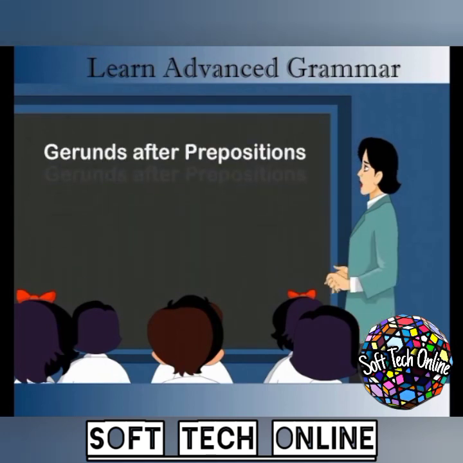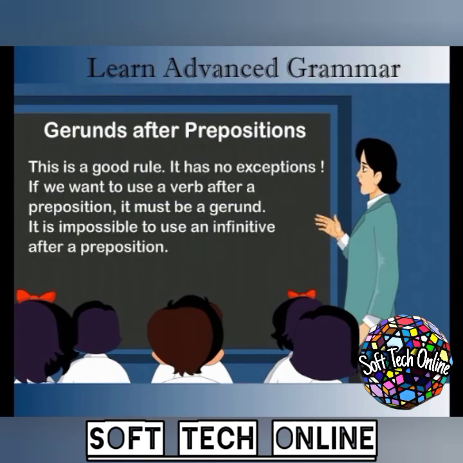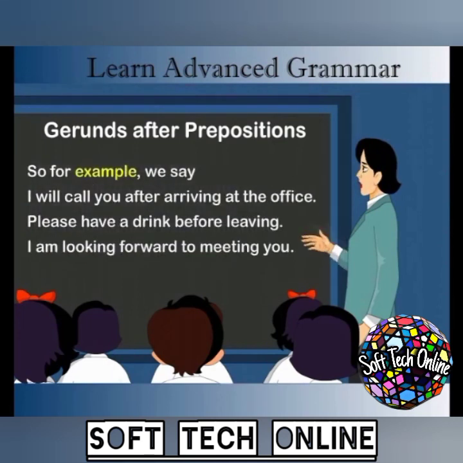Gerunds after prepositions. This is a good rule. It has no exceptions. If we want to use a verb after a preposition, it must be a gerund. It is impossible to use an infinitive after a preposition. So, for example, we say, I will call you after arriving at the office.